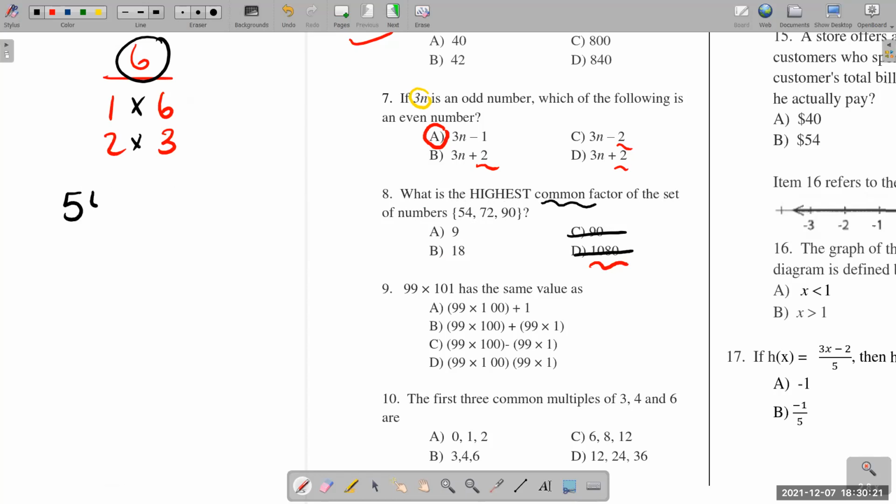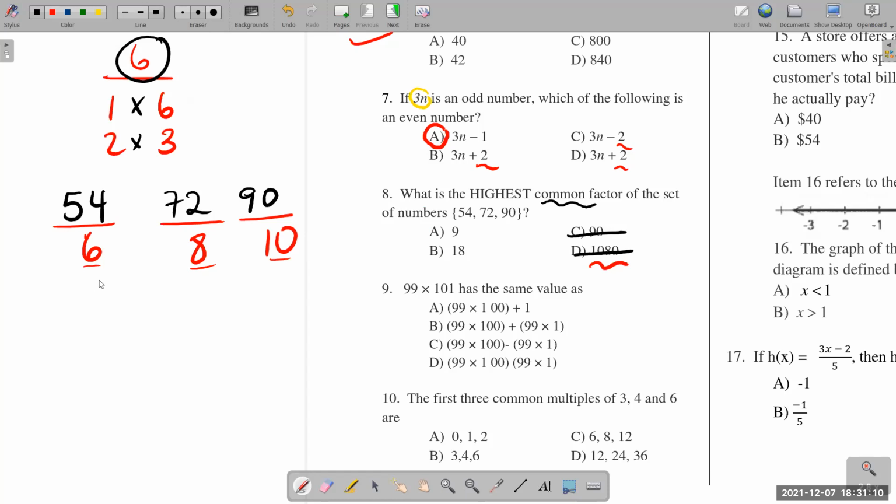So take these numbers, 54, 72, 90. If I divide all these numbers by 9, guess what I'm going to get? 54 divided by 9. Yeah? I'm going to get 8. I'm going to get 10. Everybody see that? Because these numbers are even, I could divide all of them by 2. Everybody get out your calculators and check it.